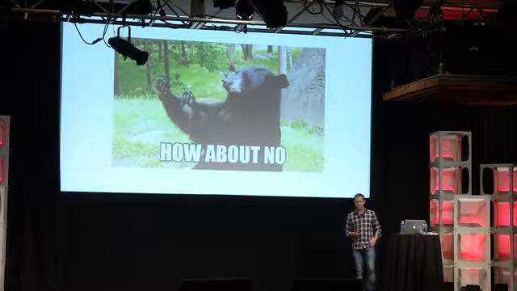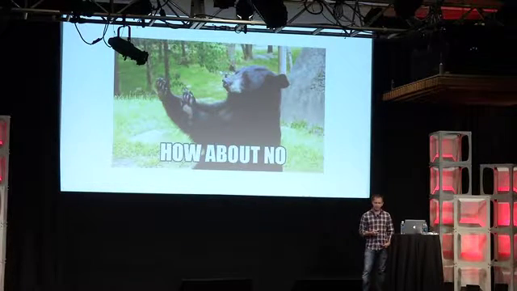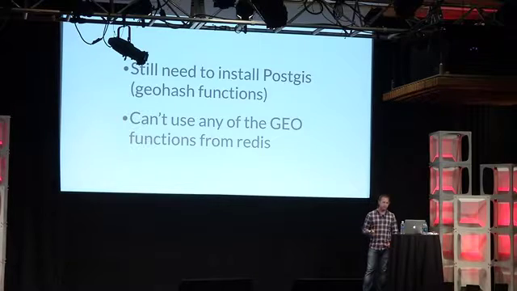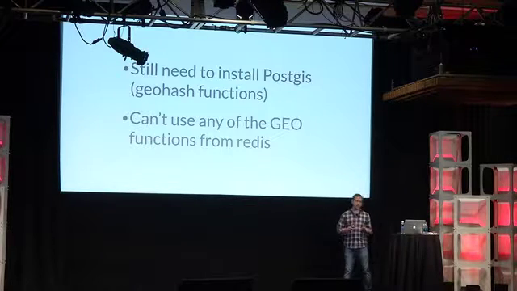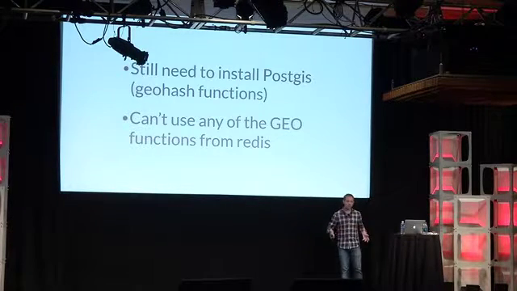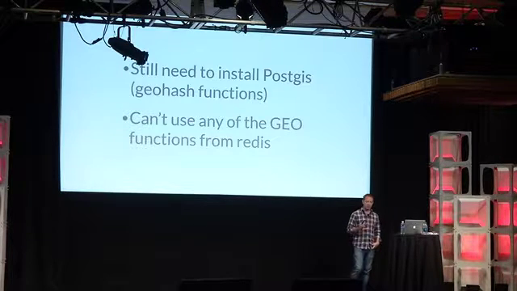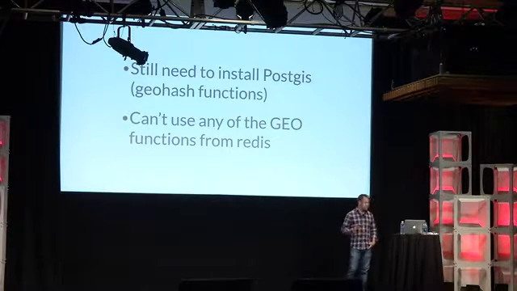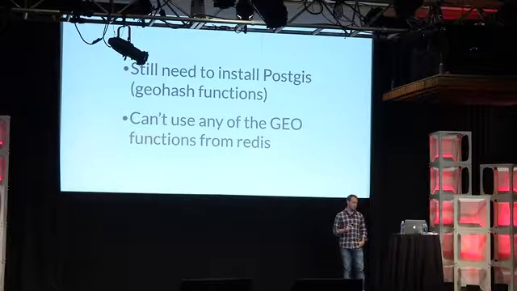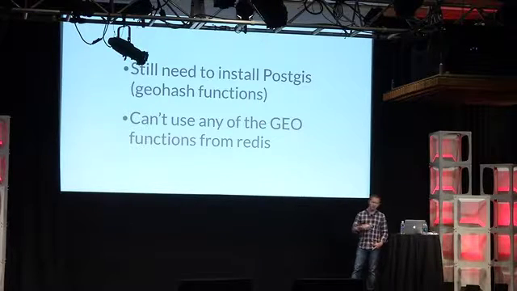I don't think there's anything there that we could do. And frankly, you still need to install Postgres, because if you want to take any of your data that lives inside of Postgres, geohash any of the stuff that's in there, and then put that up into Redis, you're still going to have to install Postgres. There's just no way around it. And unfortunately, you can't use any of the geo functions from Redis inside of Postgres.